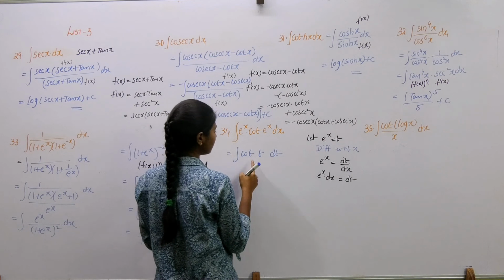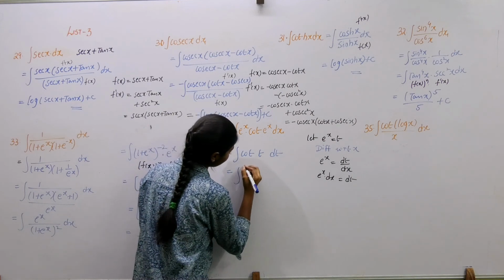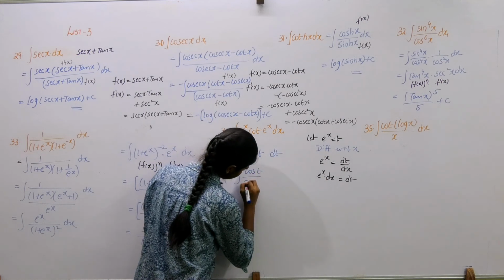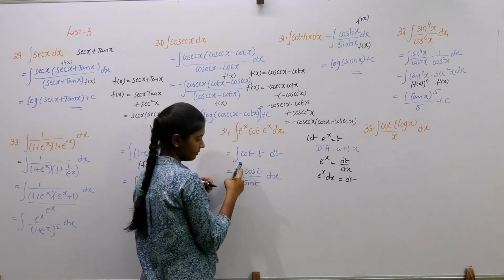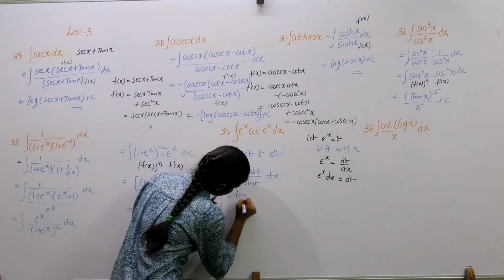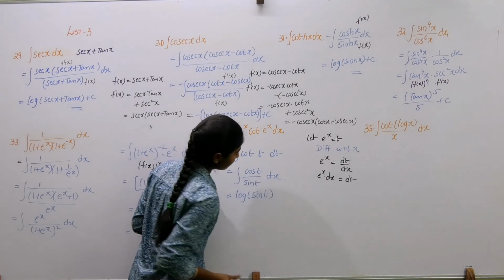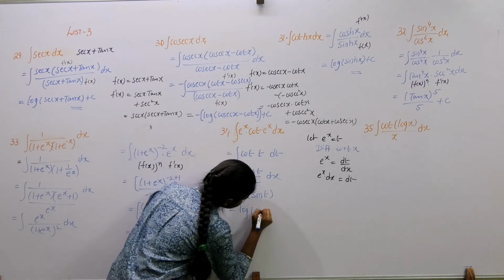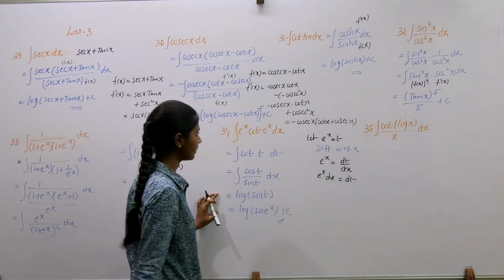We know the formula for integral cot t dt, or we can derive it here. Cot value is cos t by sin t dt. Again, f dash of x by f of x dx is equal to log of f of x, that is log of sin t. What is the value of t? e power x. It is equal to log of sin e power x plus c.